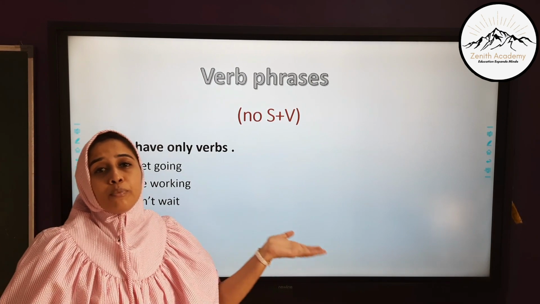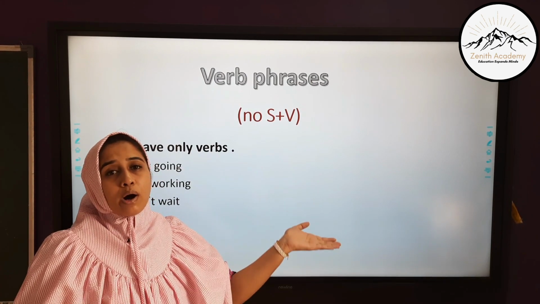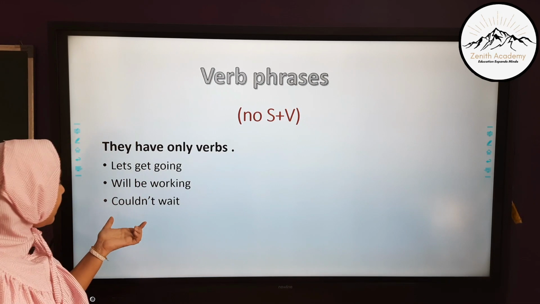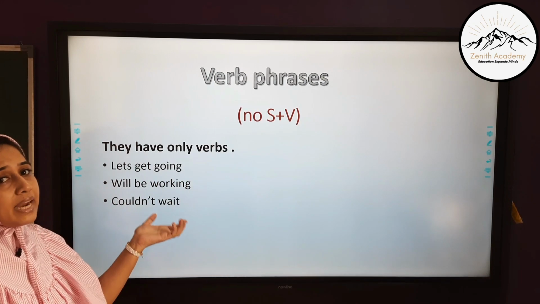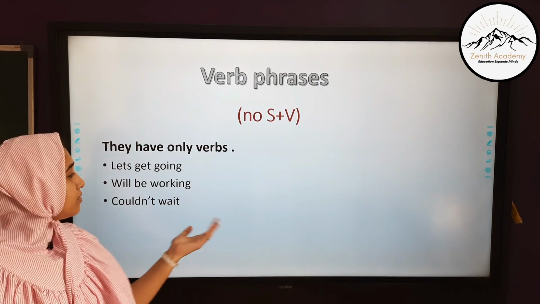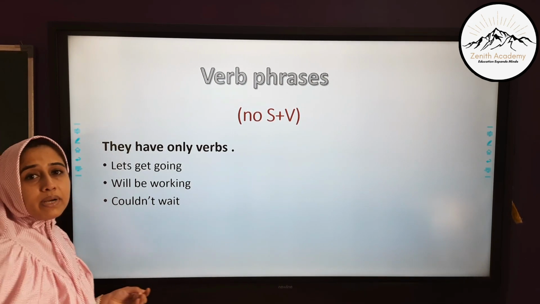Couldn't wait. We often use this. I couldn't wait to meet you. I couldn't wait to go out in the evening. So couldn't wait is a verb phrase where wait is the verb. But the entire sentence is not complete. As we all know, it does not get completed in phrases.